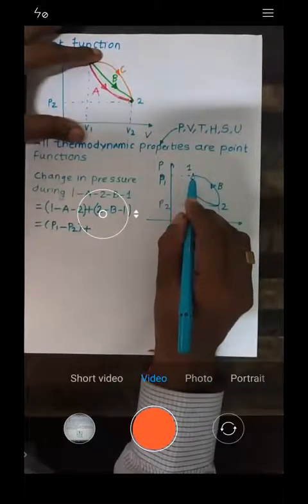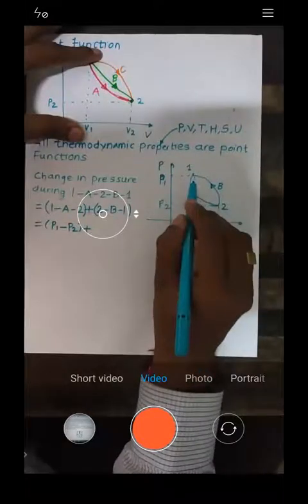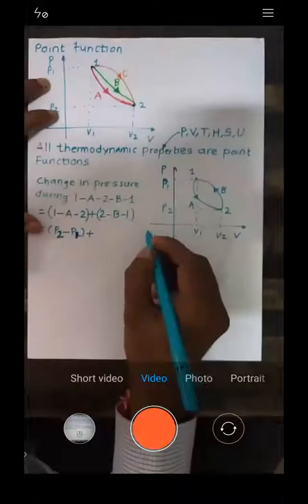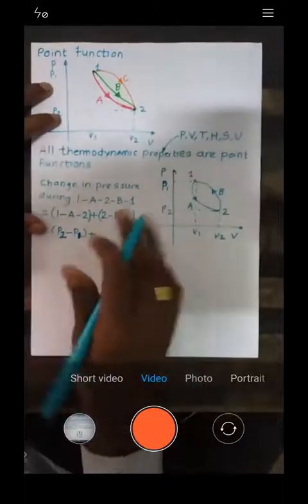Okay. It got increased now. It got increased. See, if you want to take it like this, P2 minus P1, right? Final minus initial, no problem. P2 minus P1, that is change in pressure. P2 minus P1, okay? That is final minus initial.